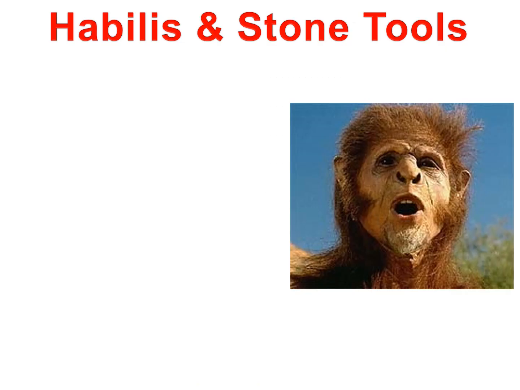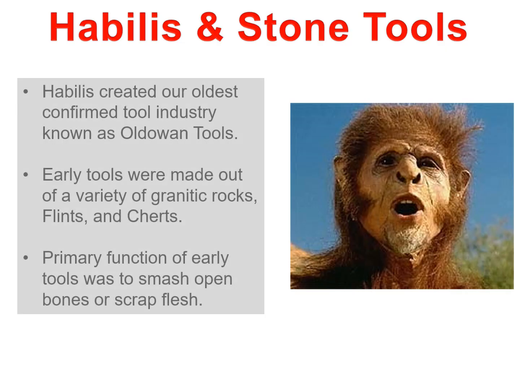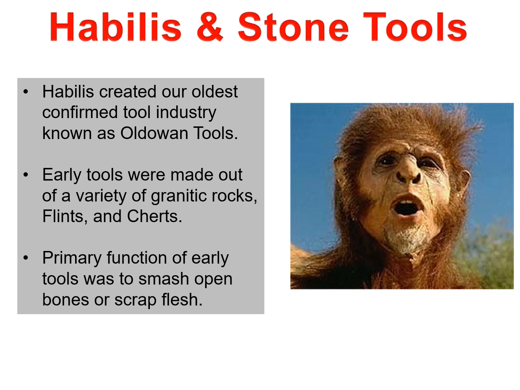So Homo habilis created our earliest stone tools, our oldest stone tool industry, known as Oldowan tools, and we'll look at a couple pictures of them. The earliest tools were made out of a variety of granitic rocks, flints, and cherts. And the primary function of early tools was not really to hunt, right? We weren't hunting at this point. We were using them to smash open bones or scrape flesh off of creatures that had already died. So essentially, we were scavengers.